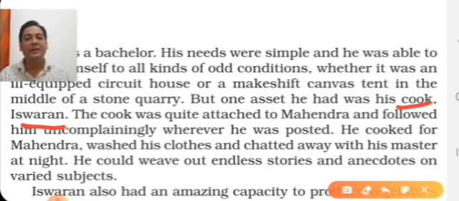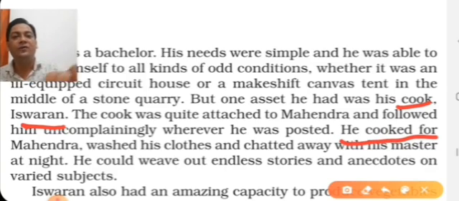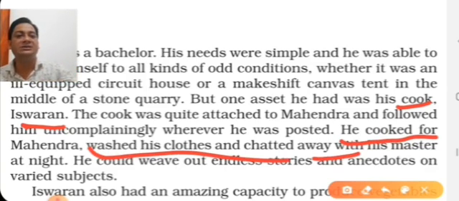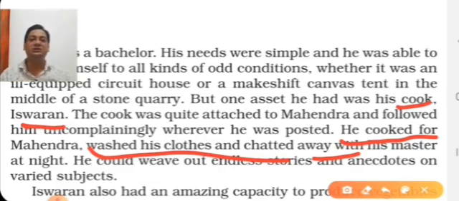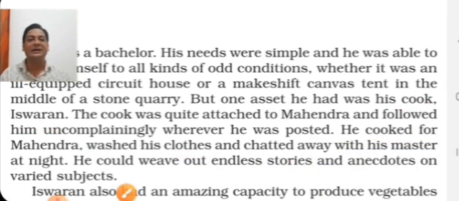He cooked for Mahendra, washed his clothes, chatted away with his master at night. So what are the good qualities? He cooked for Mahendra, washed his clothes, chatted with his master at night. So these are the three qualities of the cook: cooking, washing clothes, and chatting, which means talking to his master at night. He could weave out endless stories and anecdotes on varied subjects.